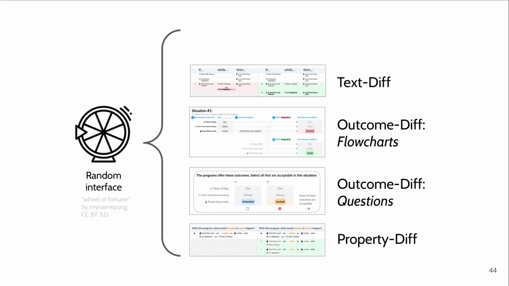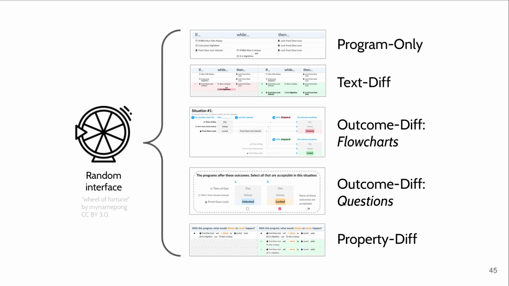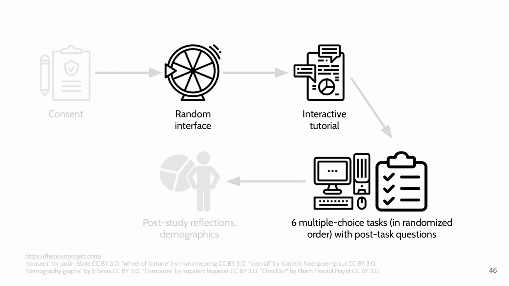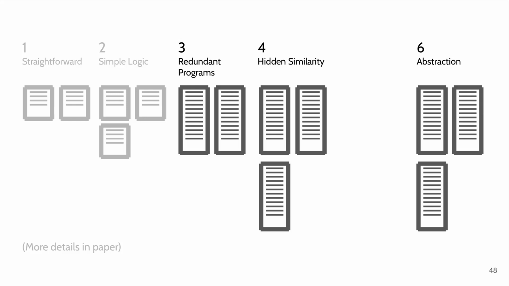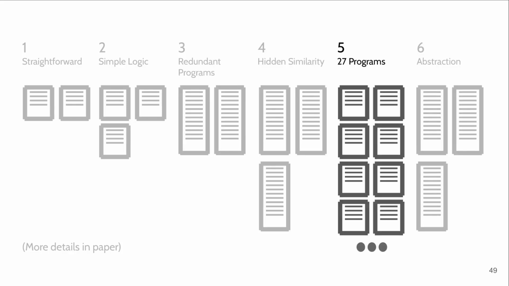We conducted an online user study to evaluate these new ways of displaying program differences. Each participant was randomly assigned to one of the 4 interfaces we showed before, or an interface where we only showed the programs themselves. We asked them to complete 6 tasks comparing related trigger action programs. Tasks number 1 and number 2 required comparison between a few simple programs. The other tasks involved complex programs or involved many programs.